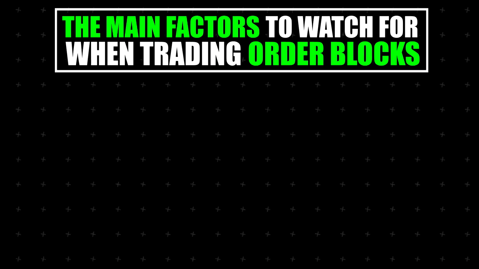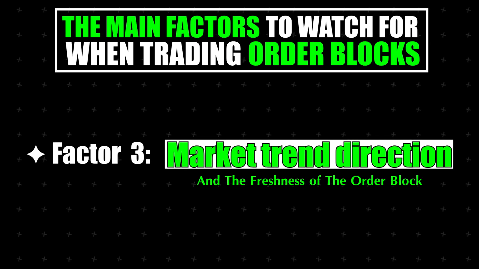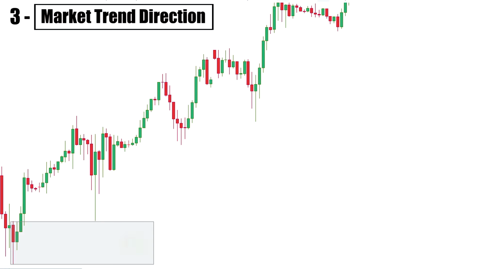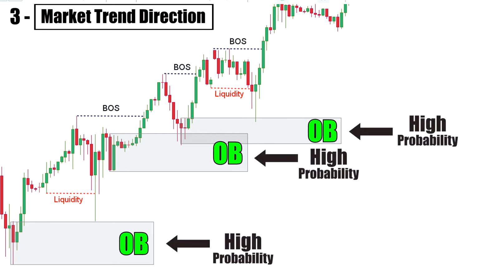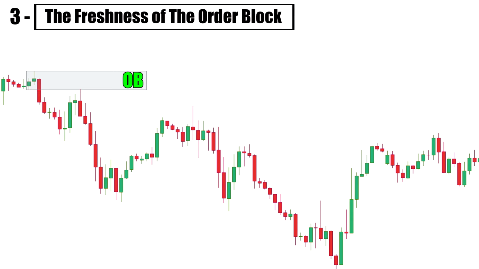Now, let's move on to the third key factor: market trend direction and the freshness of the order block. Here's what we've observed. Order blocks tend to work much better in trending conditions. In choppy or sideways markets, the success rate drops significantly. That's why it's usually smarter to trade in line with the prevailing trend. When the market is clearly moving up or down, order blocks that align with that direction have a higher probability of holding. Also, how fresh the order block really matters.